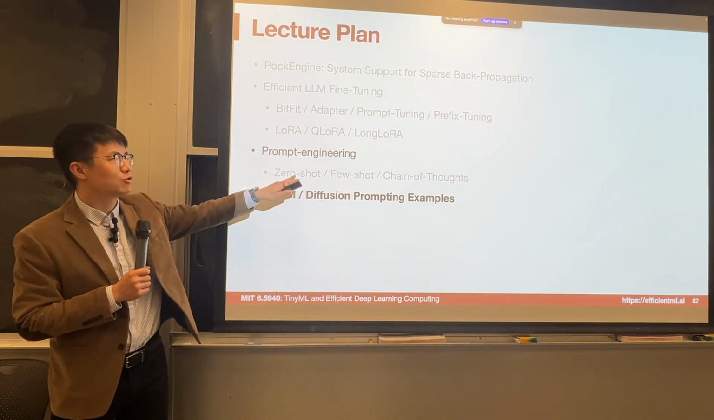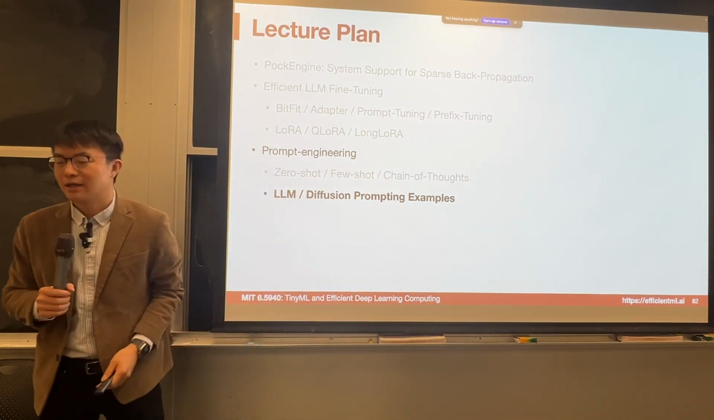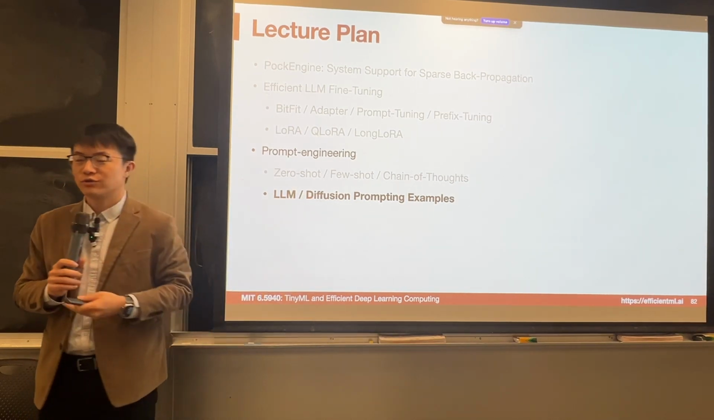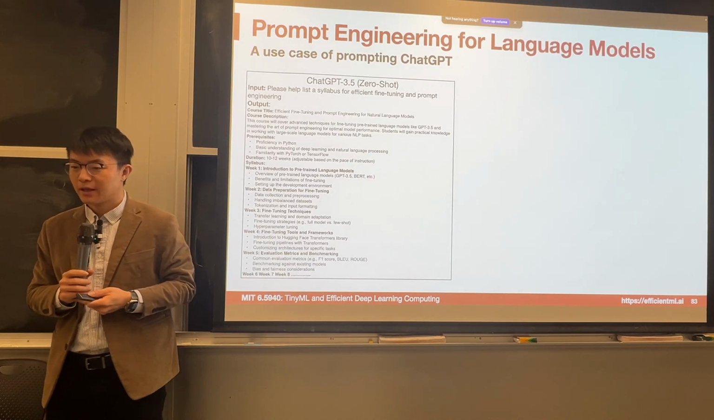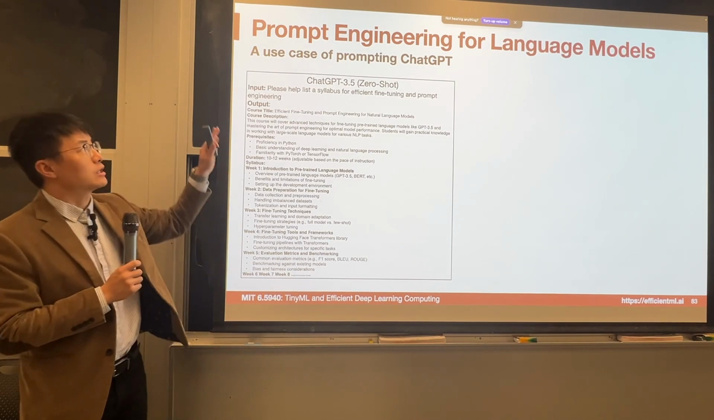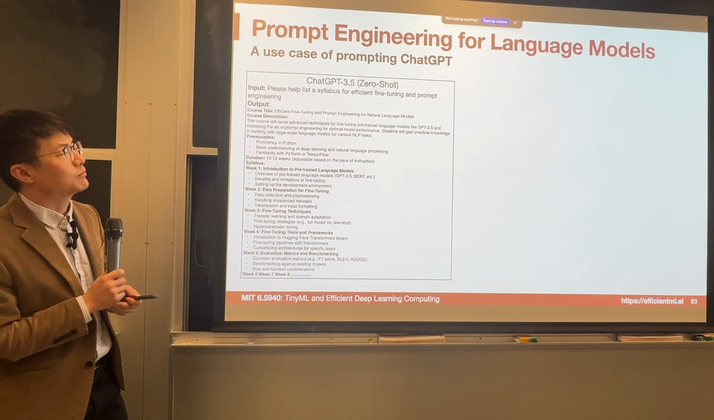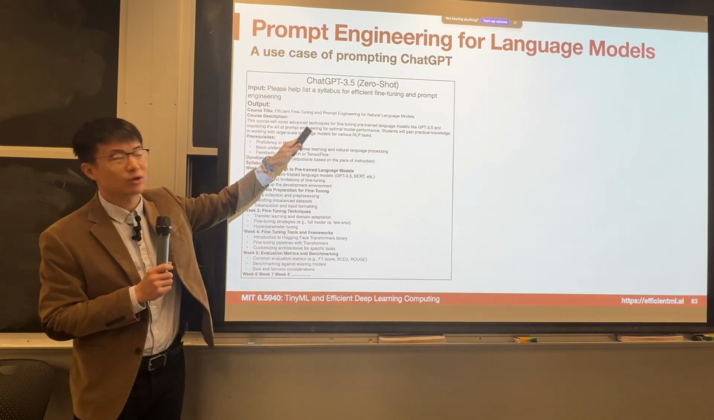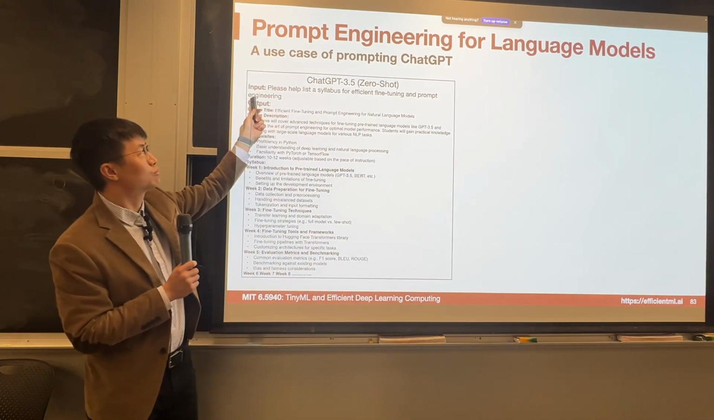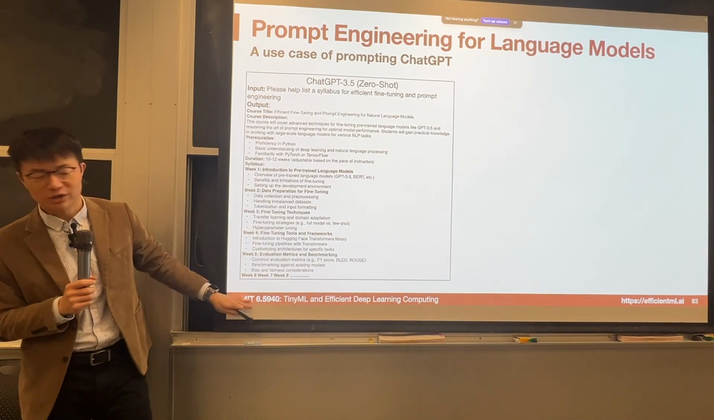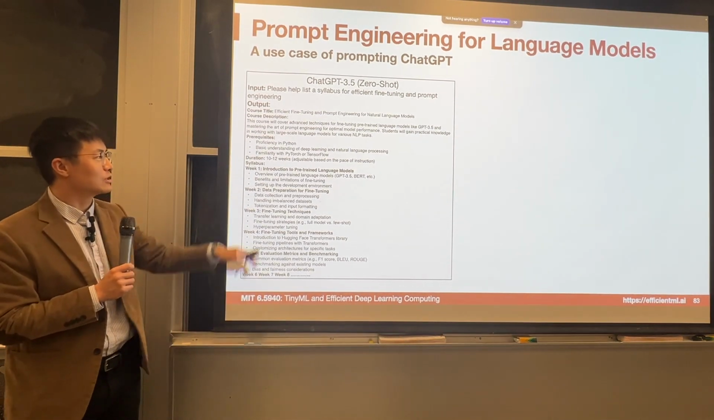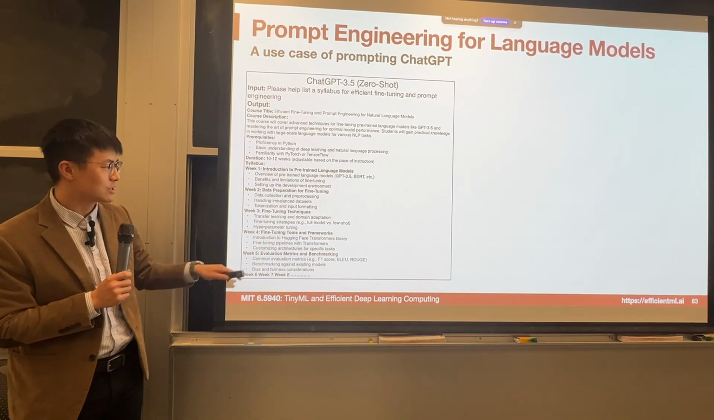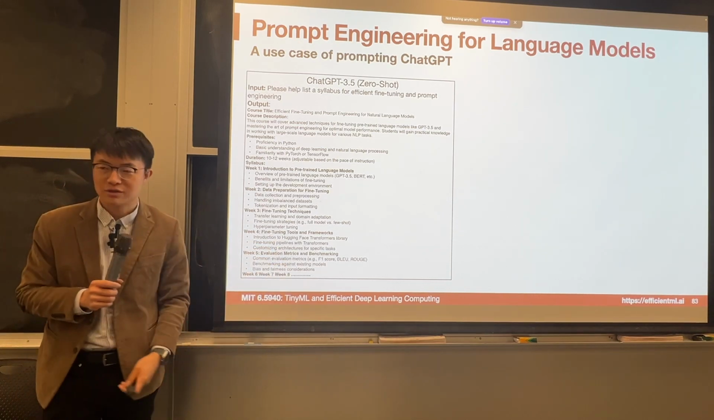Having talked about zero-shot, few-shot, and chain of thought prompting, let's see some interesting prompting examples for large language models and also for diffusion models. Let's see an example of prompt engineering for language models. This is the use case: please help us list a syllabus for our course on efficient fine-tuning and prompt engineering. It's going to give a pretty long description, like introduction to pre-trained language models, data preparation for fine-tuning, techniques, fine-tuning tools, frameworks, evaluation metrics.